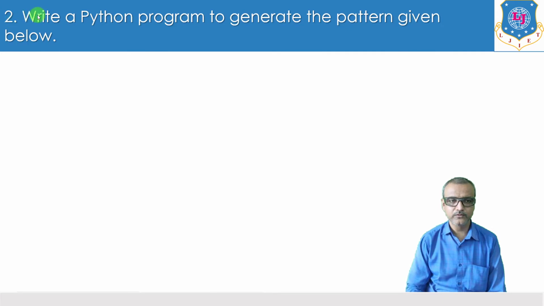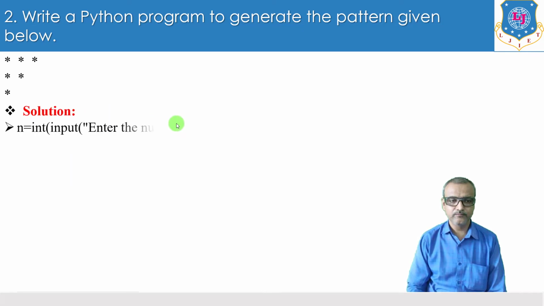See program number 2. Write a Python program to generate the pattern given below. Now see, this is the pattern. In the first row we have 3 stars. In the second row we have 2 stars. And in the third row we have 1 star. Now this is the solution.